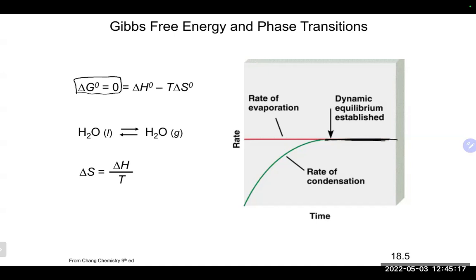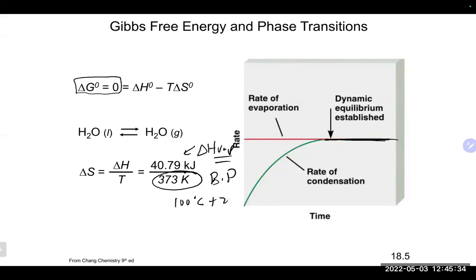And if we put in our numbers here for the entropy, this would be basically the delta H of vaporization for water. That is water's normal boiling point, right? Water boils at 100 degrees Celsius plus 273 gets you 373, right? So that's the normal boiling point of water. And we would end up with an entropy value here of 109 joules.